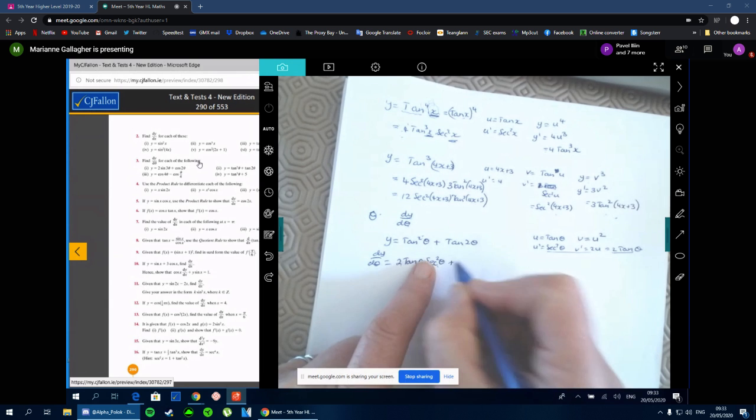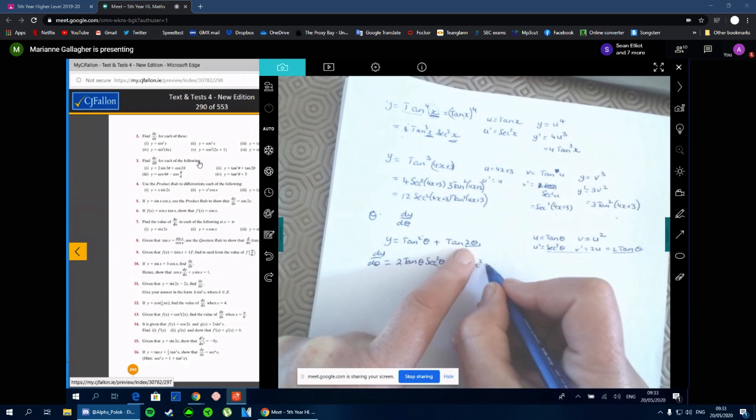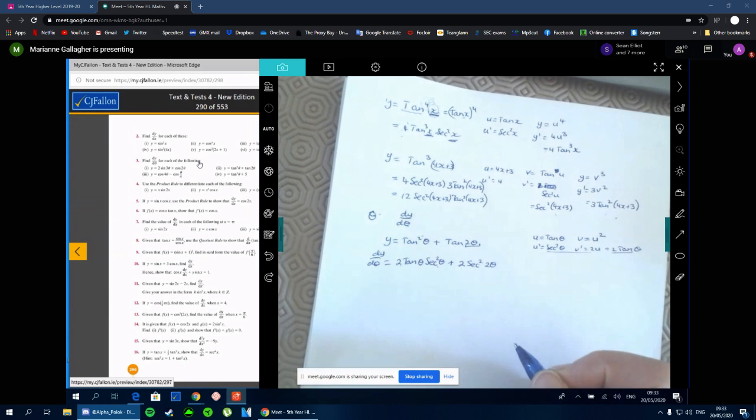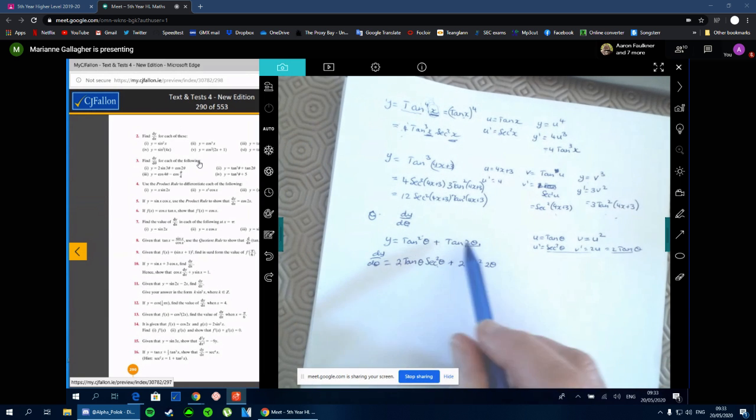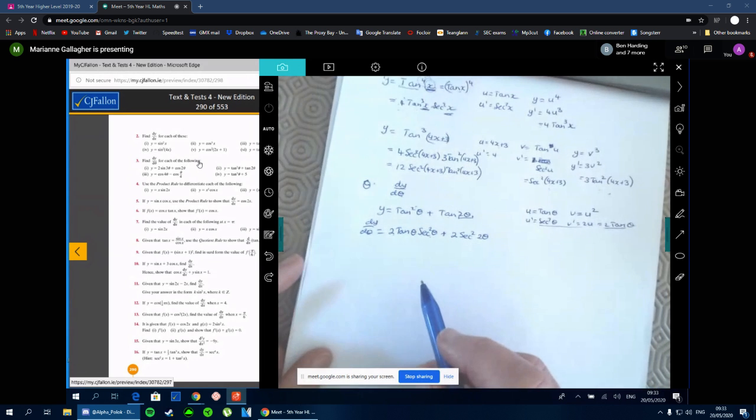This one, differentiate the algebra, which gives you 2. Differentiate the tan gives you sec squared. And the angle is still 2 theta. So the angle, or the input to sine, cos, and tan, never changes. Is that okay?